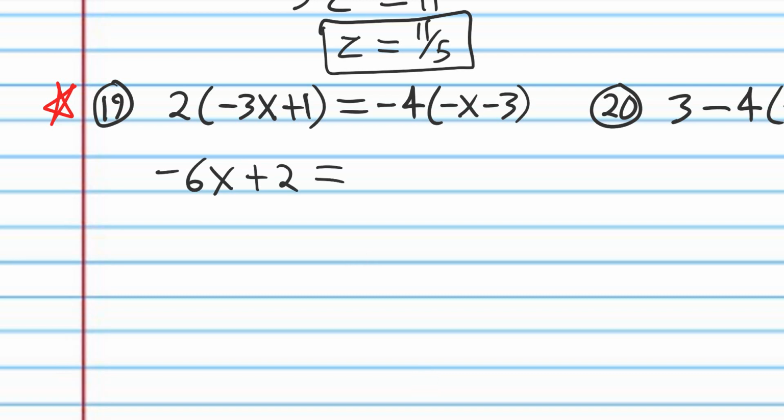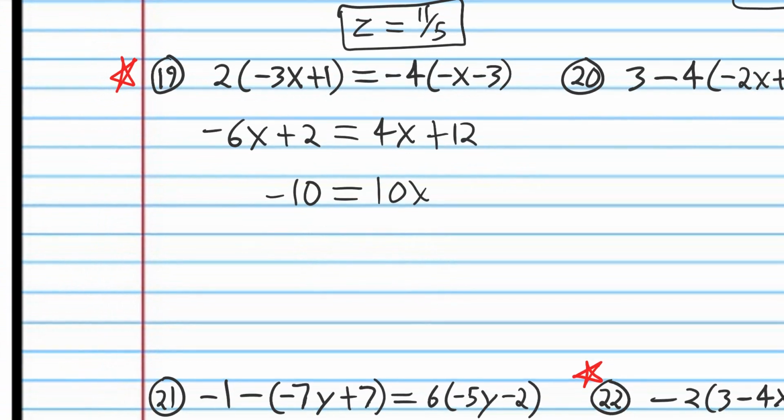Negative 4 times, and here is something that we need to pay attention to. This is considered to be negative 1x. So negative 4 times negative 1x is positive 4x. And negative 4 times negative 3 is positive 12. So hopefully you're in agreement with all that. Add 6x to both sides. Subtract 12 from both sides. And divide both sides by 10, and we get negative 1.